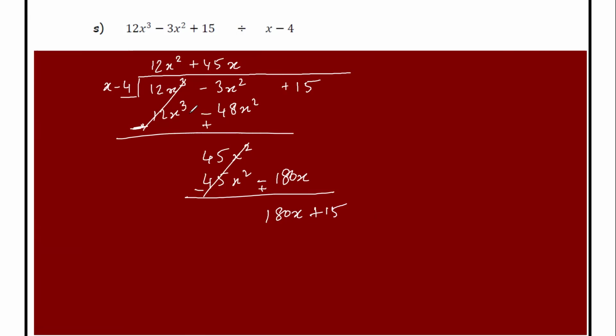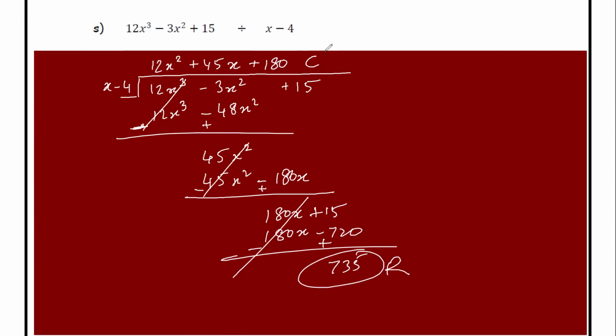Anyway, so 180x now. So obviously it'll be plus 180 out here. So I get 180x, and then 180 times 4 is 720, negative 720. Change the sign. This cancels, and I got positive 735 as my remainder, and that whole thing is my quotient.